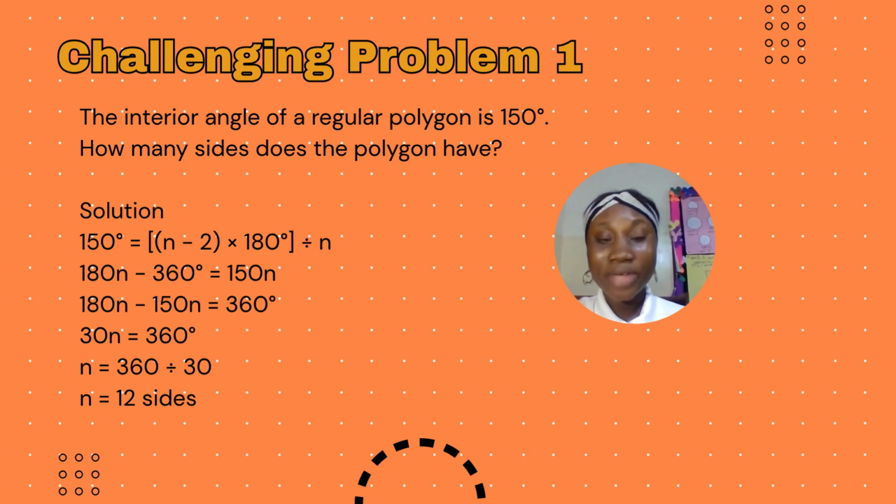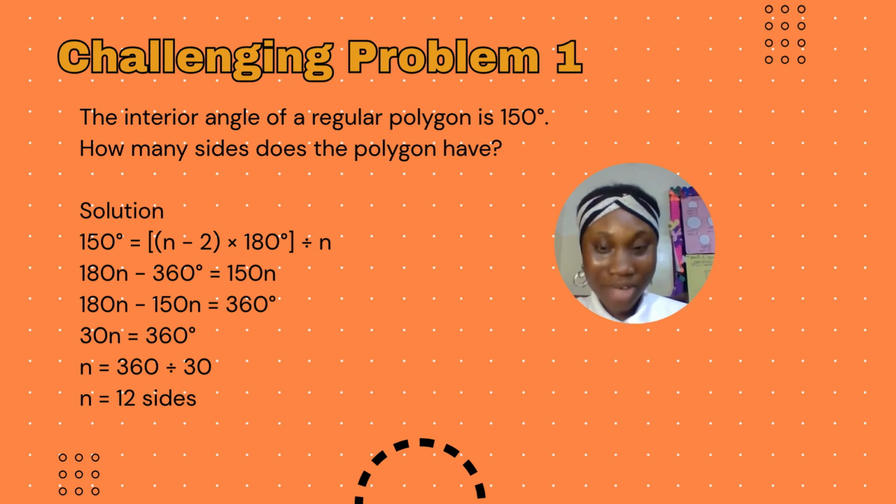The interior angle of a regular polygon is 150 degrees. We have learned how to find the interior angle, but now in this particular question, they've given us what that interior angle is. They're not asking us for the interior angle; we don't know the polygon. What polygon is it that has 150 degrees as its interior angle? So let's find out what type of polygon it is, the number of sides that polygon has.